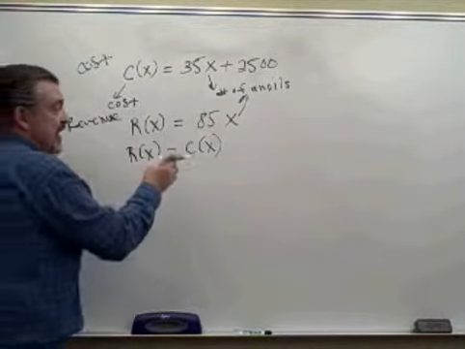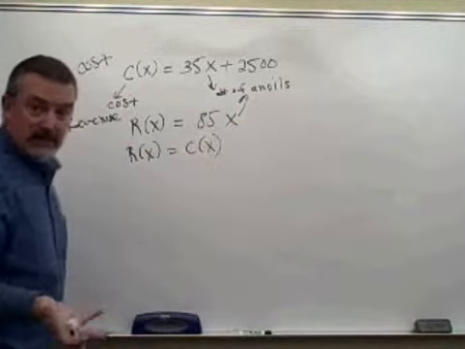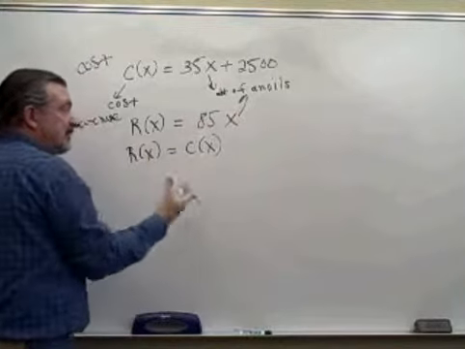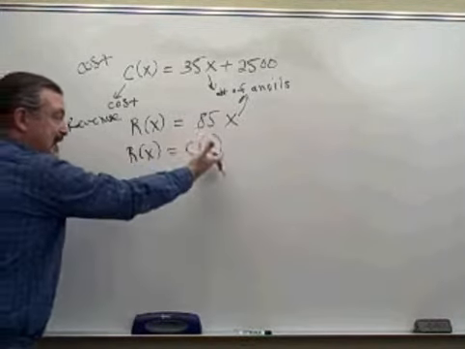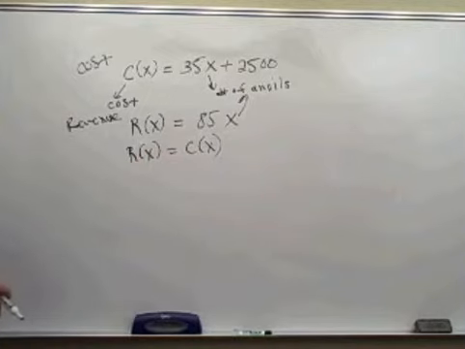So the question is, how many anvils, what value of X, because remember that's what X represents, the number of anvils, how many anvils do we have to make and sell so that the revenue covers the cost? And that's actually a relatively easy quantity to find.